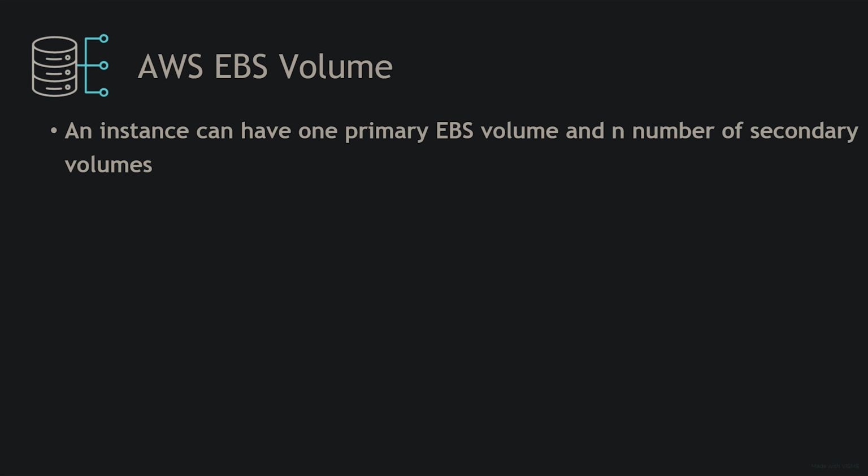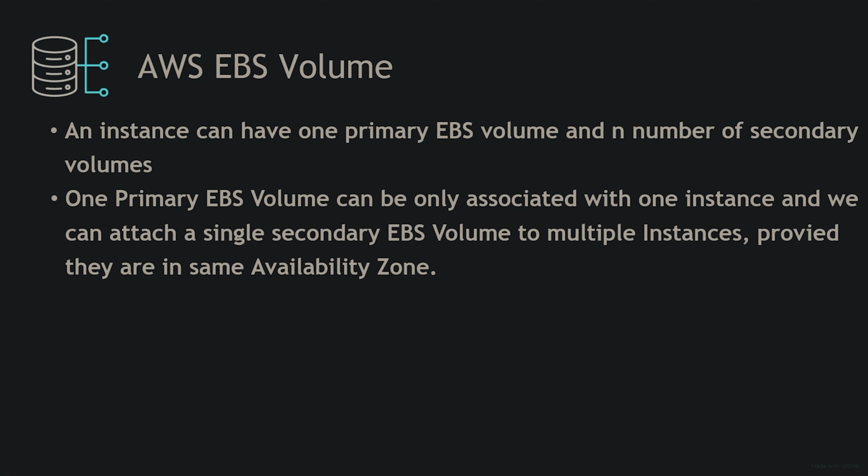And at max you can attach only 16 terabytes of storage, EBS storage to be specific. Also, the primary EBS volume can be associated with only one instance, and we can attach a single secondary EBS to multiple instances, provided they are in the same availability zone. Okay.